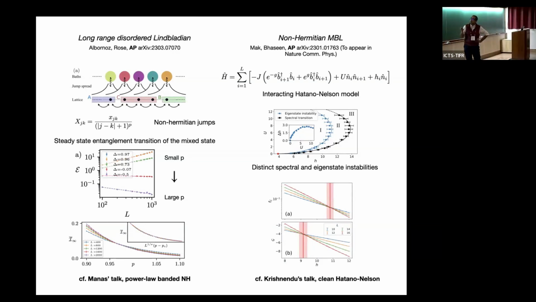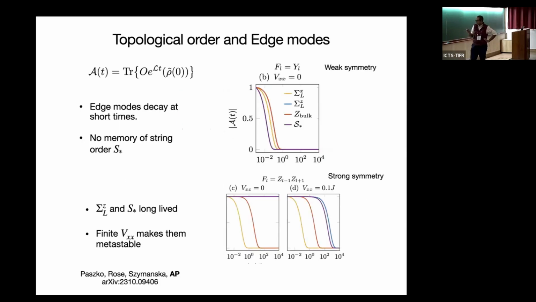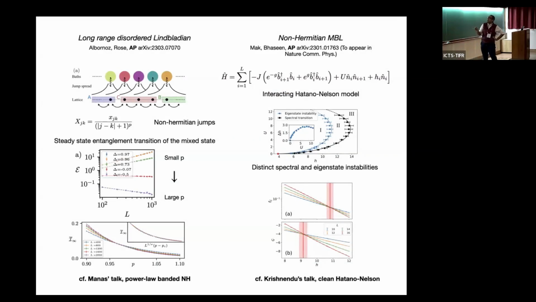Okay, coming to Dibyendu's question: can we get a localization transition in a Lindbladian itself? You have to look at a different kind of model to get Lindbladian localization. I won't be able to talk about them in detail, but I just want to flash them. There are two sets of results. One is on a long-range disordered Lindbladian model. This is quite similar to Manas's model for a power-law banded non-Hermitian model.